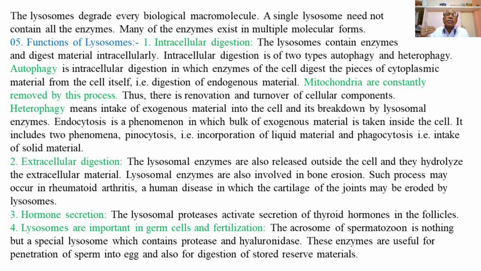enzymes. Endocytosis is a phenomenon in which a bulk of exogenous material is taken inside the cell, and it includes two phenomena: pinocytosis, that is incorporation or entry of liquid materials, and phagocytosis, that is intake of solid materials. So the product of pinocytosis and phagocytosis, that is the pinosome or phagosome, will enclose either the liquid or solid exogenous material received in the cell, to form the pinosome or the phagosome.